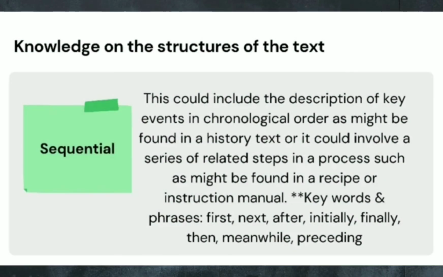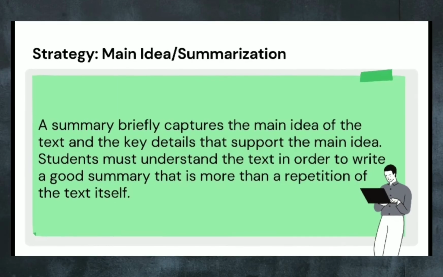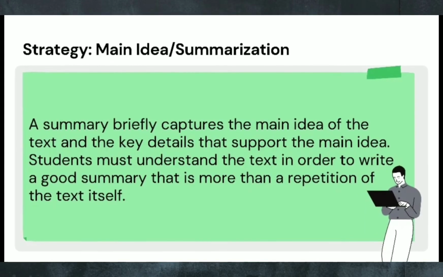And finally is sequential. This could include the description of key events in chronological order and might be found in a history text, or it could involve a series of related steps in a process, such as might be found in a recipe or instruction manual.